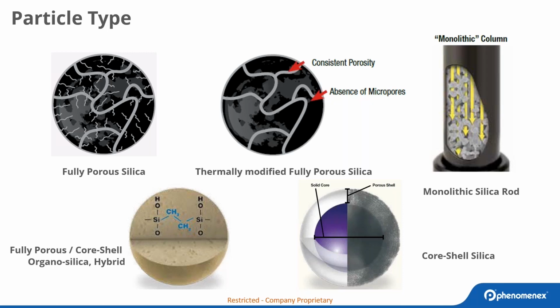So on these, right, you have fully porous silica, you have thermally modified fully porous silica, so silica that's undergone a thermal modification. Then you have monolithic silica rods. You also have superficially porous or pore shell silica that has a solid core and a porous shell. And then finally, you have fully porous or pore shell, but mainly this is organosilica or hybrid particles. So that could either be hybrid fully porous or a hybrid pore shell, right? So both of those.